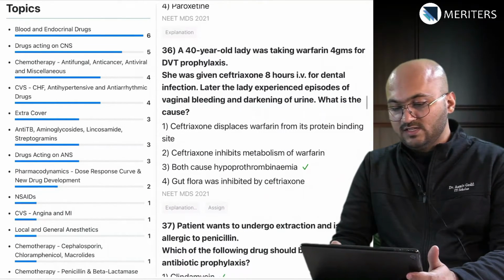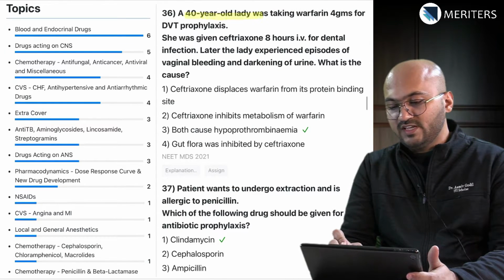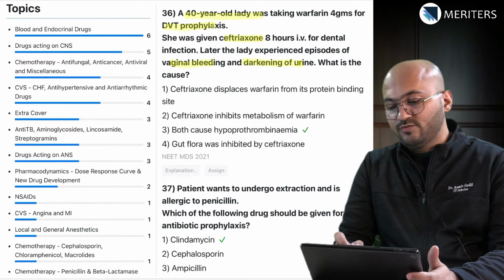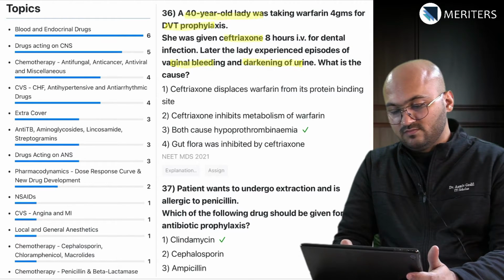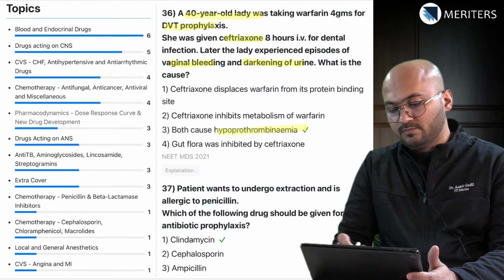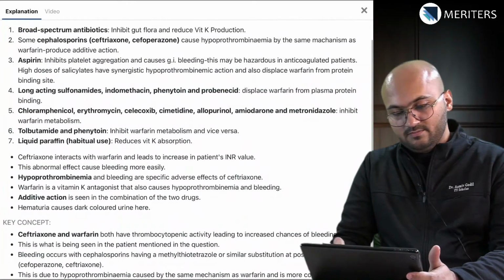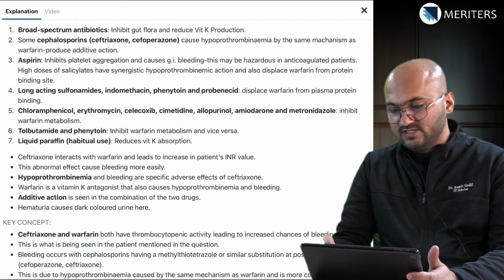Antidepressant, drugs on CNS. 40-year-old lady was taking warfarin for DVT prophylaxis and was given ceftriaxone 8 hours before the dental procedure. Now she is complaining of vaginal bleeding, darkening of urine. What is the cause? There is hypoprothrombinemia. Explanation is quite detailed. Make sure you look at all the drug reactions in the explanation.